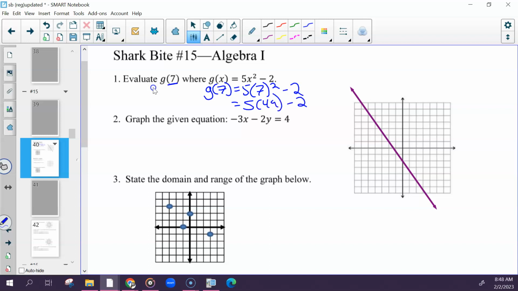When you multiplied 5 and 49, what did you get for that? 245. Okay. So then 243 should have been our g of x. Questions on that one?